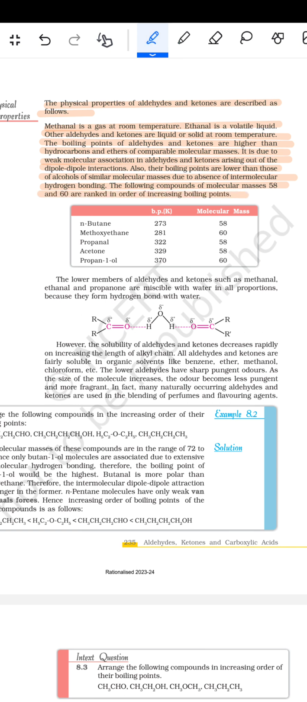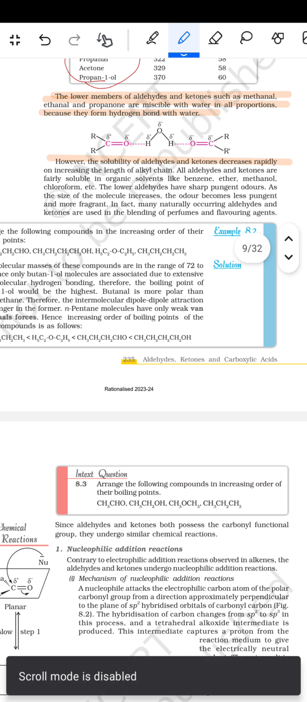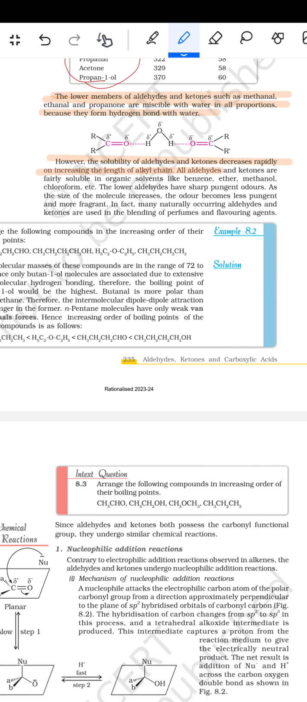So n-butane, methoxyethane, propanal, acetone and propan-1-ol are given, and here the molecular mass is given. The lower members of the aldehydes and the ketones such as methanal, ethanal, propanone are miscible with water in all proportions because they form hydrogen bonds with water. However, the solubility of the aldehydes and the ketones decreases rapidly on increasing the length of the alkyl chain. All aldehydes and the ketones are fairly soluble in organic solvents like benzene, ether, methanol, chloroform, etc.